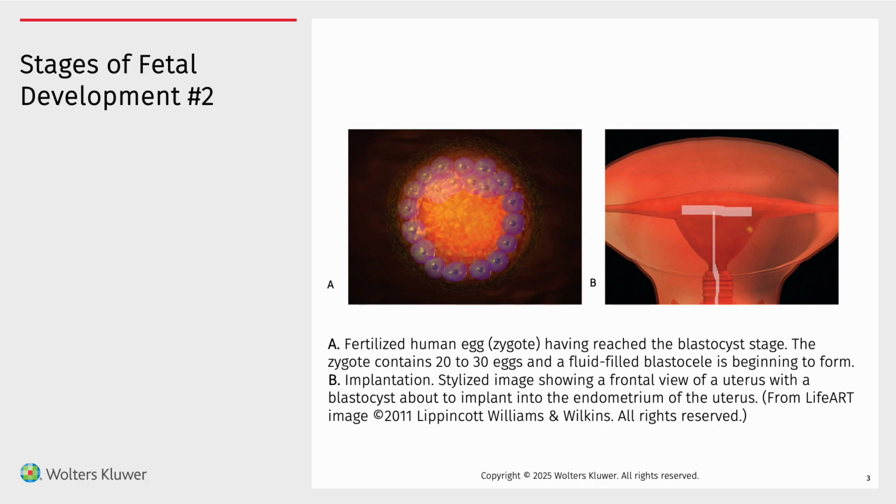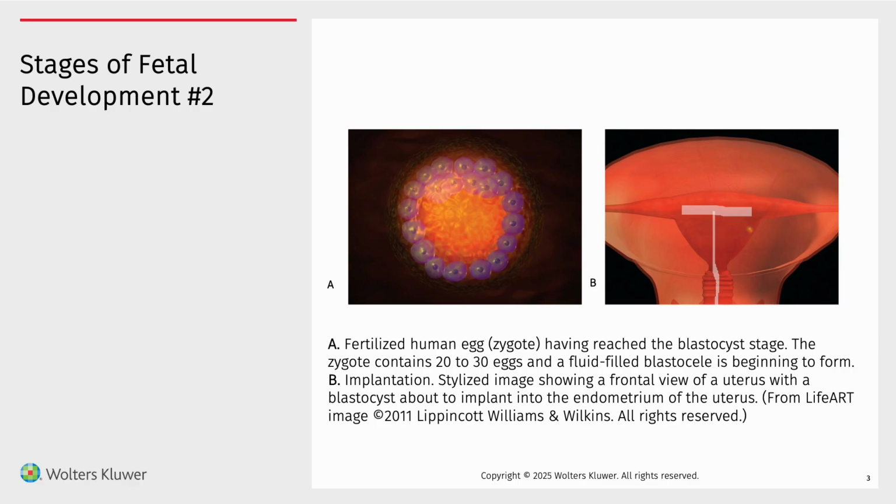So in box B, which is the process of implantation into the uterus lining, at this stage, the zygote has undergone multiple mitotic divisions. This is no longer a single cell. It's now referred to as a blastocyst, which typically contains about 20 to 30 cells.